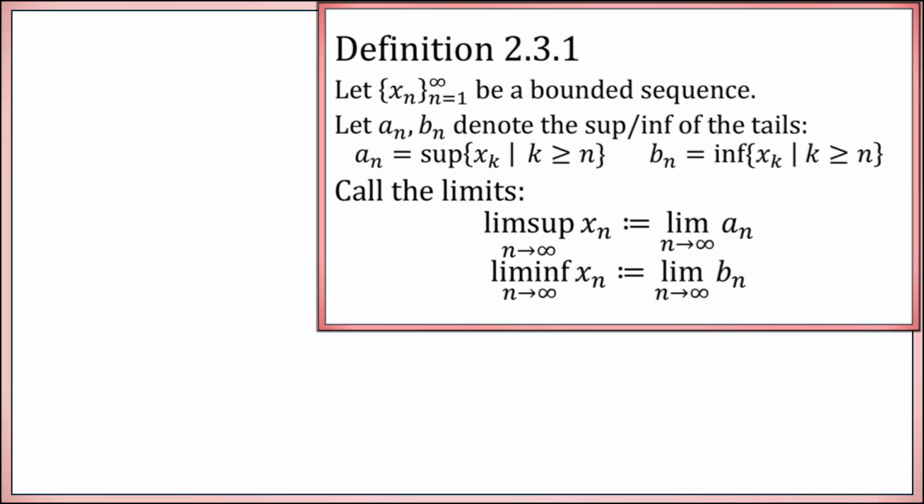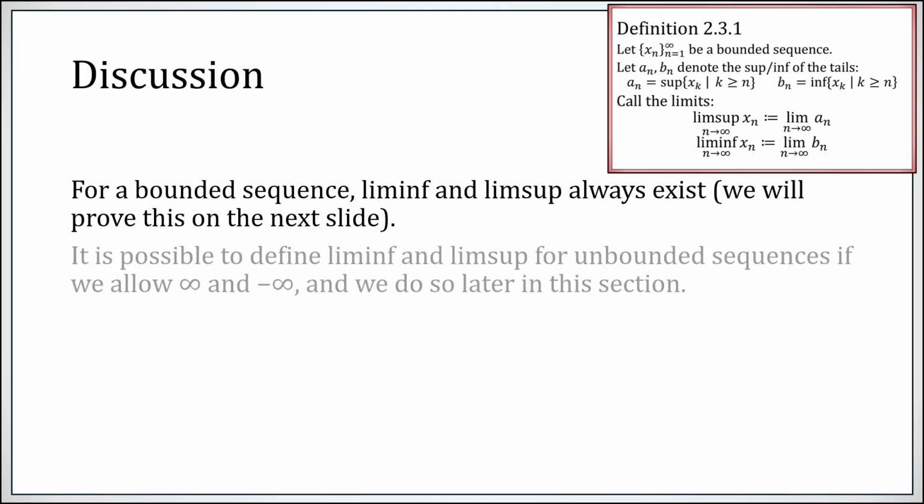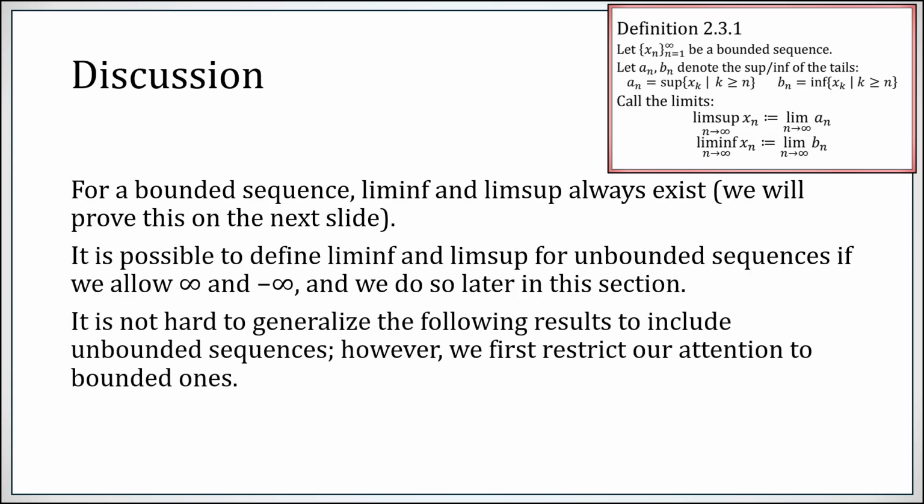Well, let's talk about this for a moment. For a bounded sequence, the liminf and limsup will always exist. We will prove this quite shortly. It is possible to define a liminf and limsup for unbounded sequences if we allow plus and minus infinity, and we will do that later, but for now we're only talking about bounded sequences. It's not that hard to generalize the results to include unbounded sequences. We're going to have a bunch of results, and if you just think what they would imply for unbounded sequences, it all basically makes sense, but for now, just bounded sequences.